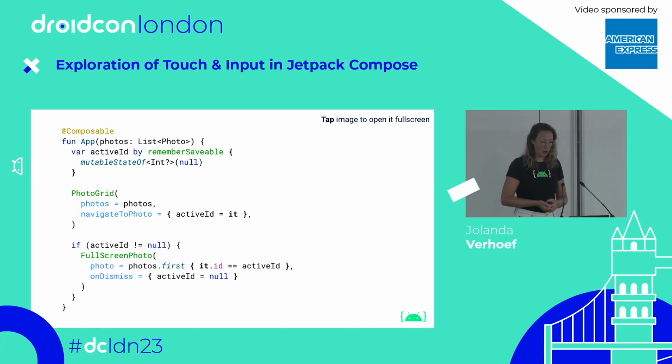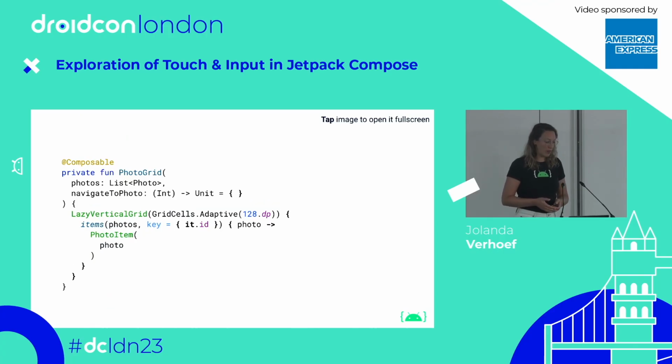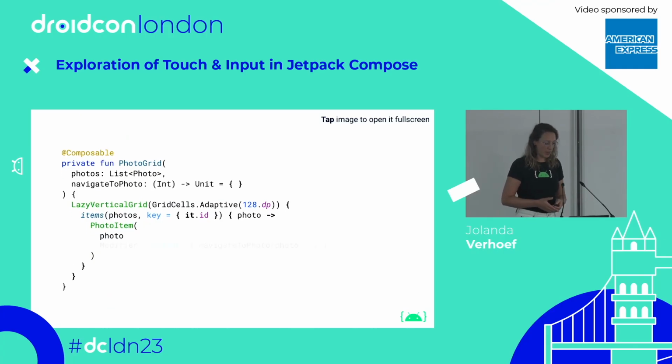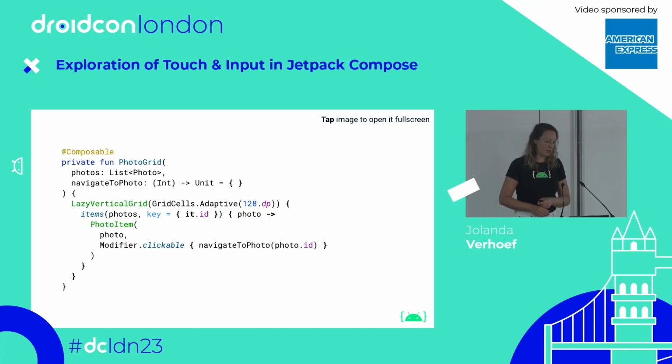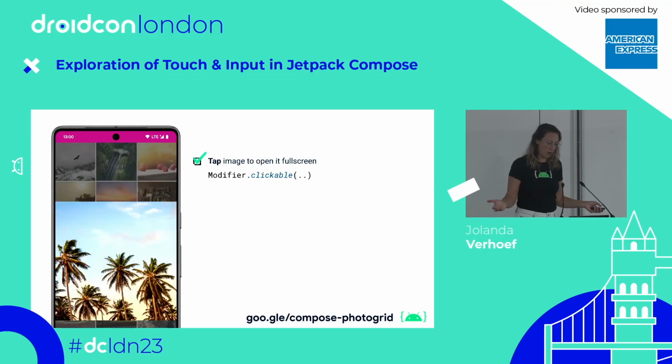Finally, we add the callbacks to update the active ID. So we pass a navigate to photo lambda to the photo grid composable and an onDismiss lambda to the full screen photo composable. Going back to our photo grid composable, this now gets that navigate to photo lambda. We add a clickable modifier to the photo item, and we call the navigate lambda when the user clicks this element. And with that, we finished our first requirement. Okay, told you we were going to start basic, but we'll be building this up, right?